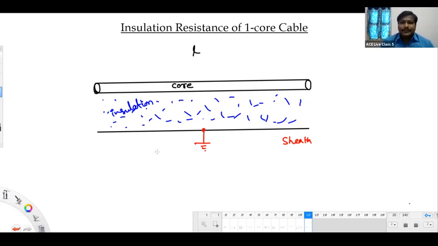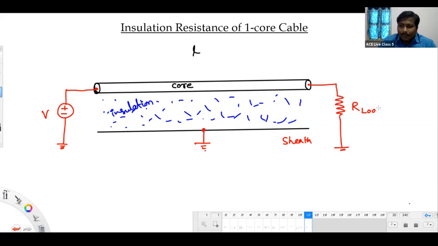Next thing. This cable, we are going to apply a DC voltage on one side, showing that DC voltage on this side. On the other side, I will keep a resistive load, of course. It is a load resistance. Very simple point we are going to discuss. This is a DC cable, if you want to consider it. No issue.